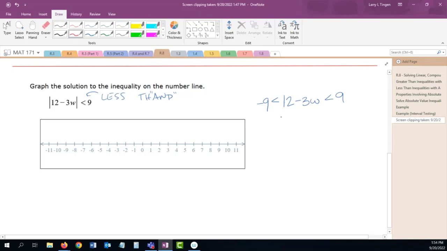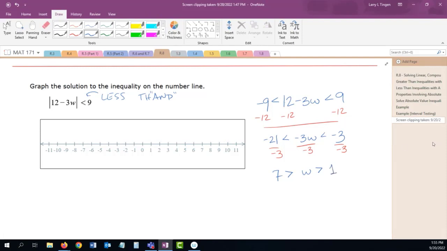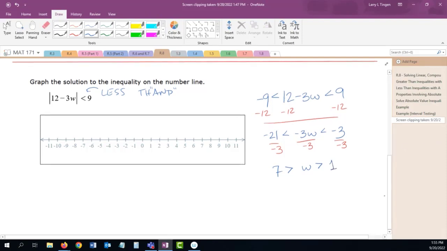Okay, so I'm going to solve this for w, which means get w by itself. Negative 9 minus 12 more is negative 21. And then 9 minus 12 is negative 3. And now we make our deal with the negative gods. I can divide both sides by negative 3, but in the process, I have to flip my directions. So my less thans become greater thans, which means the problem looks weird.